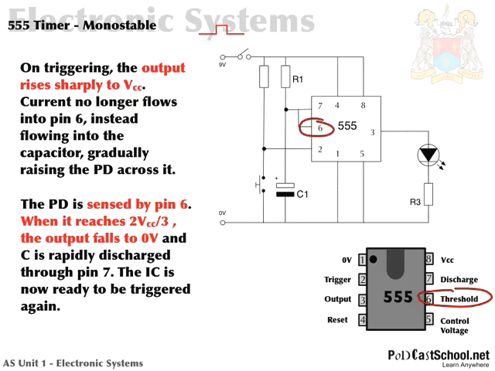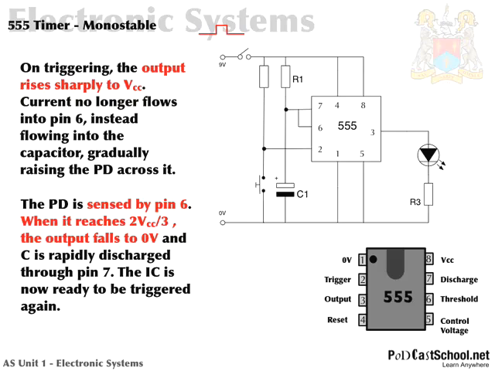Okay, and when it reaches 2/3 of VCC, so in this case if VCC were 9, then obviously 2/3 is 6, so whenever it reaches 6 volts, the output falls to 0 volts again. Okay, and we saw that from the graph.